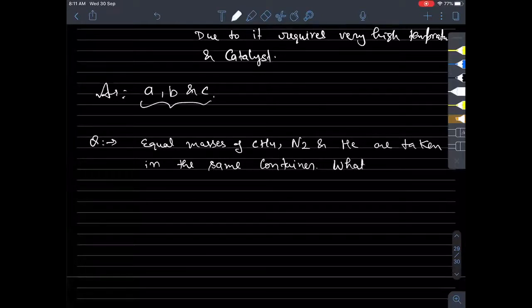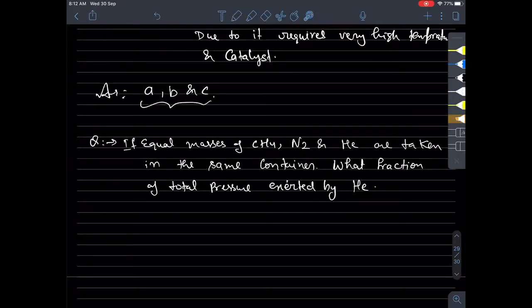What fraction of total pressure is exerted by helium? So if equal masses of these three gases are taken in the same container, then what fraction of the total pressure is exerted by helium? That is my question.